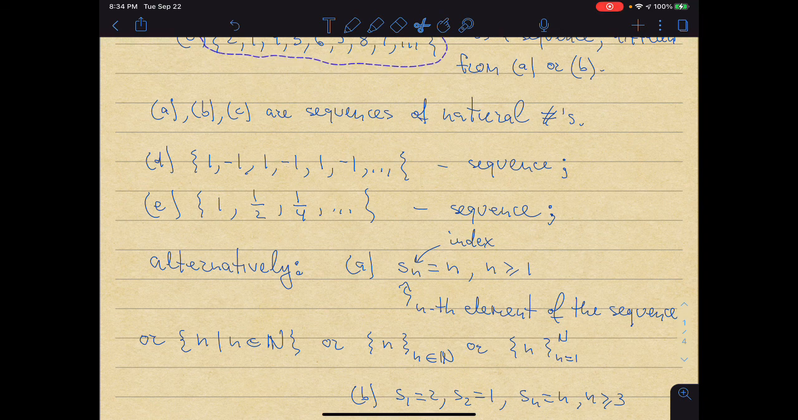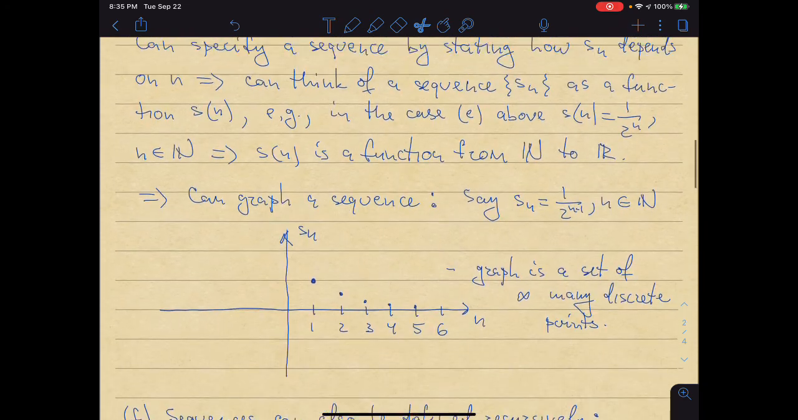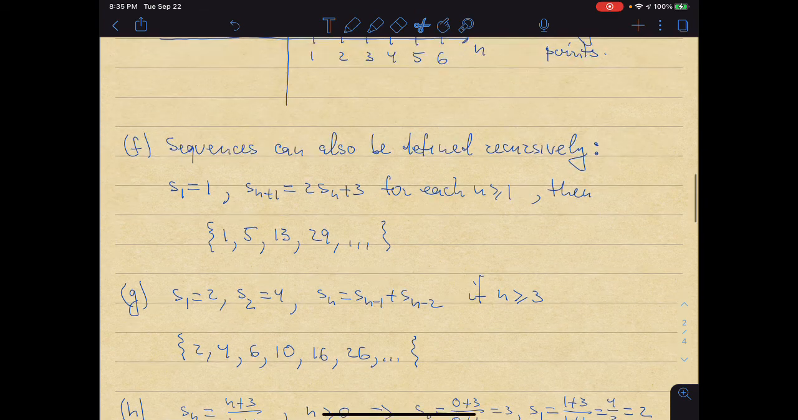Okay, what about the sequence E? For the sequence E, we see that if n gets bigger, then elements of the sequence will get smaller, right? 1, 1/2, 1/4, 1/8, 1/16. The larger is n, the smaller is an element of the sequence. So then we should be able to say that as n goes to infinity, the elements of the sequence approach 0. They become infinitesimally small.